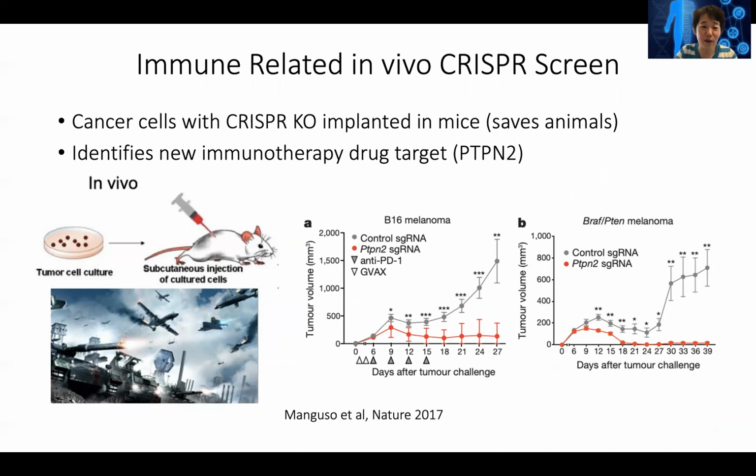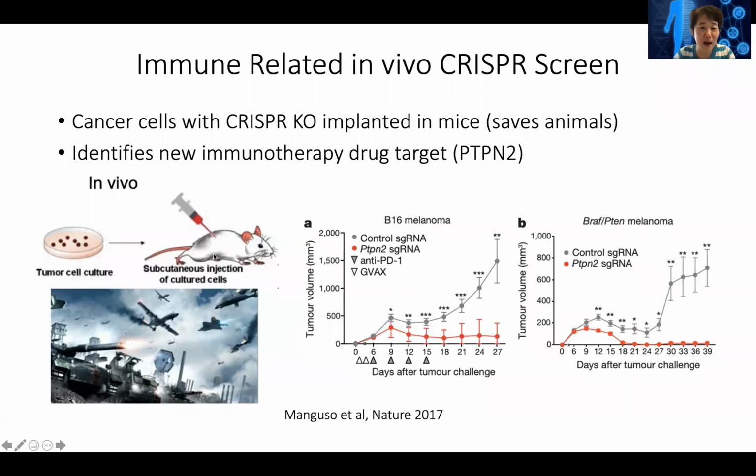The nice thing about the CRISPR screen is in this one CRISPR screen, we can knock out hundreds of genes, and in one mouse we implant hundreds of thousands or millions of cells in this one mouse tumor. You can evaluate whether knocking out one gene will make the tumor grow faster or slower. So you can save a lot of animals in this case.